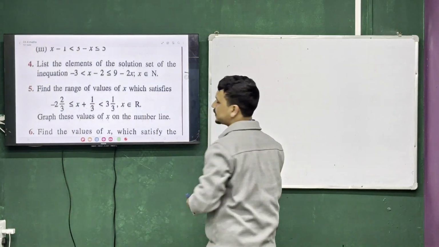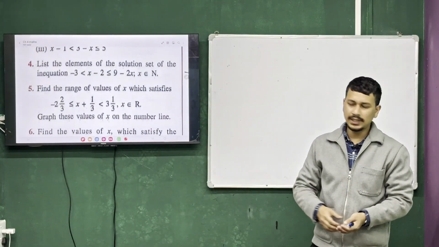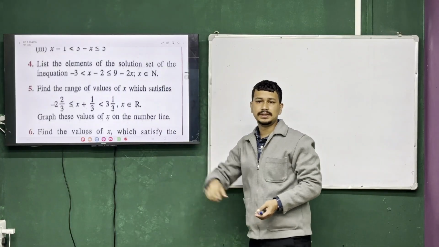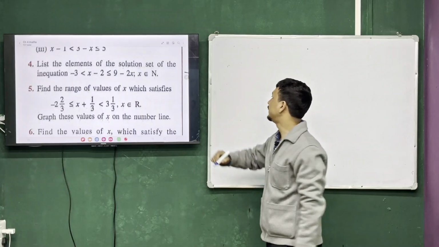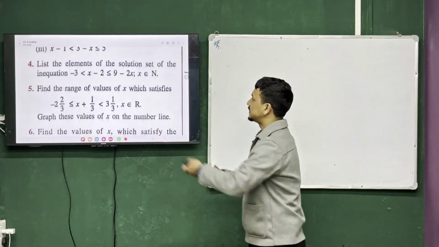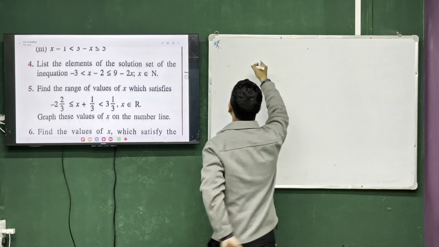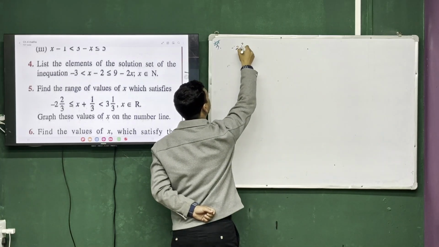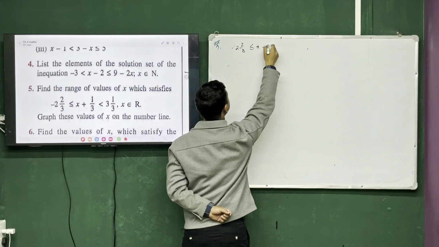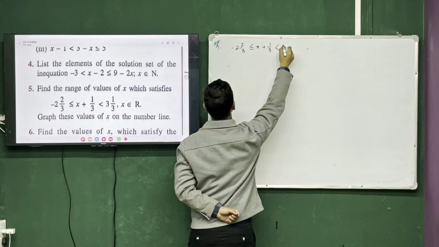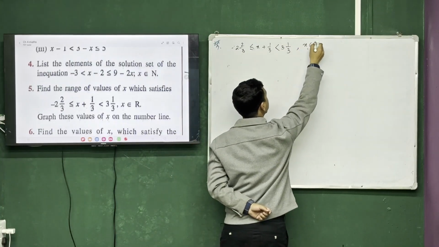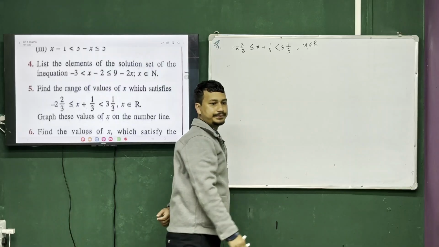Let's see a question that can come in the exam, okay? Generally, when questions come from this chapter, it will be of this format. All right, question number 5. So question number 5, you can treat it as very important. So let's see question number 5. We have minus 2 by 3 is less than or equal to x plus 1/3 is less than 3 1/3. And x belongs to real numbers.